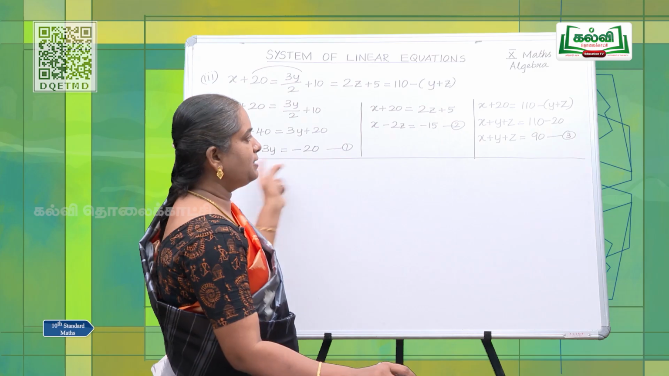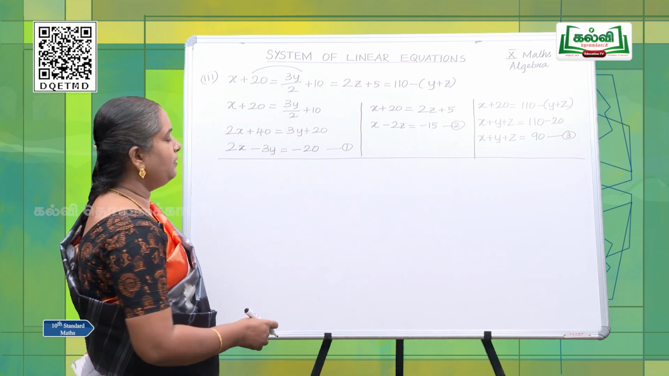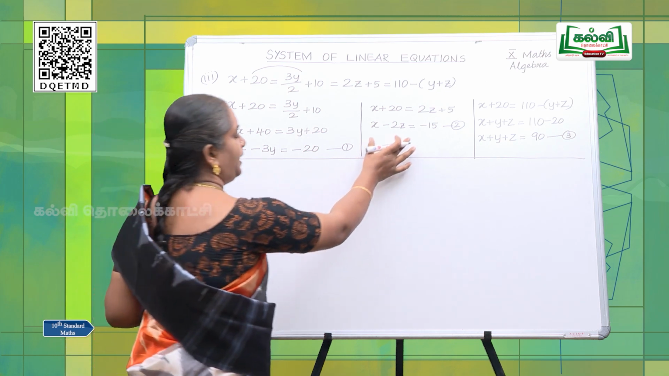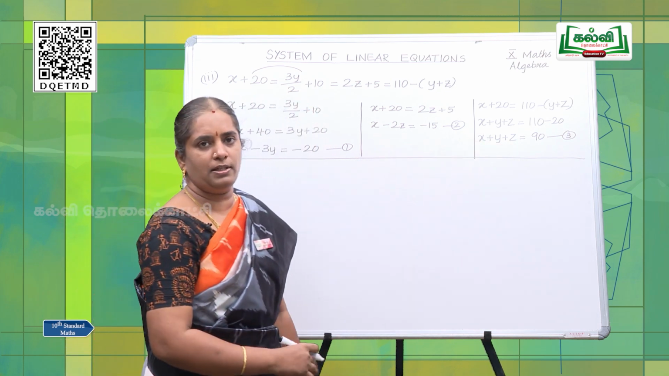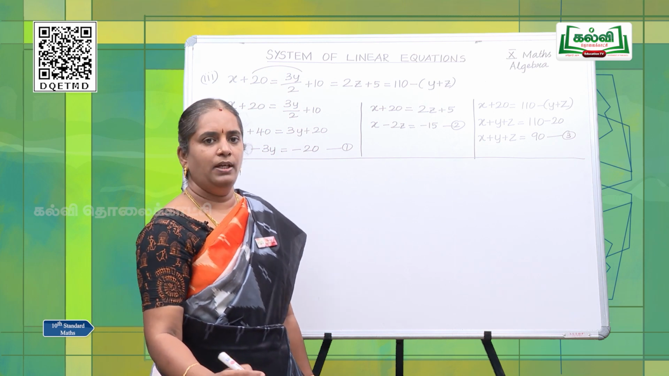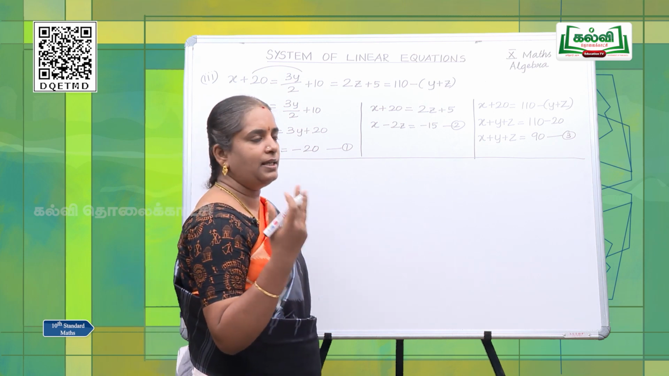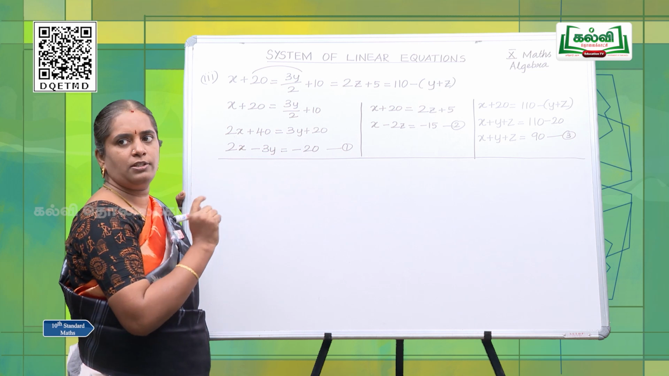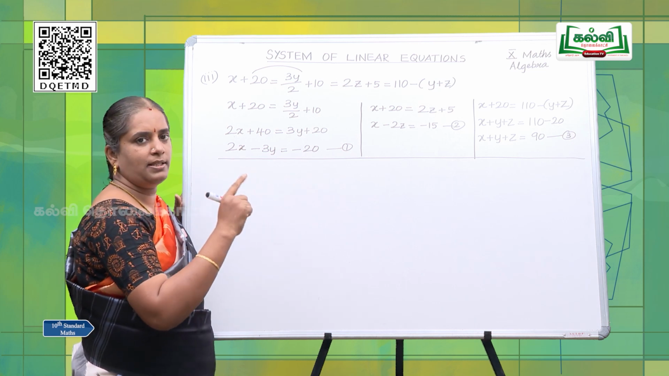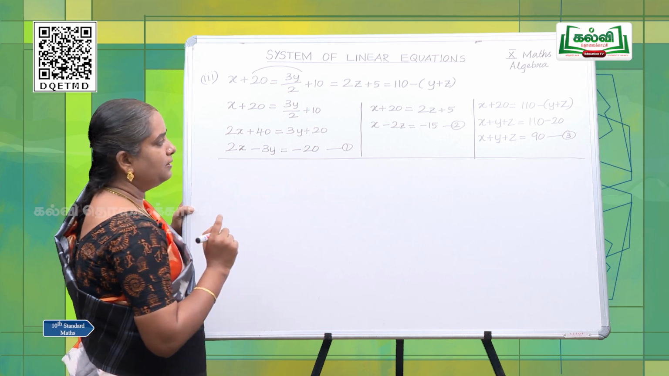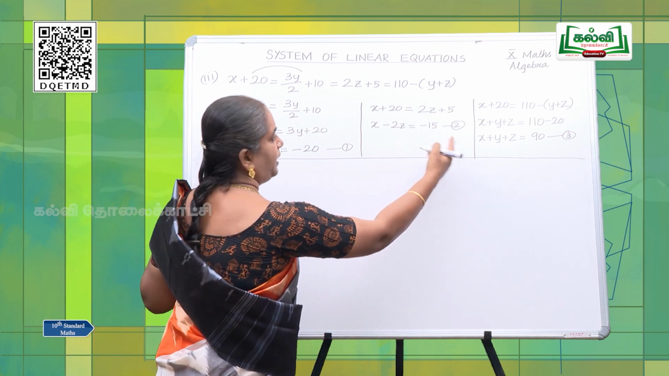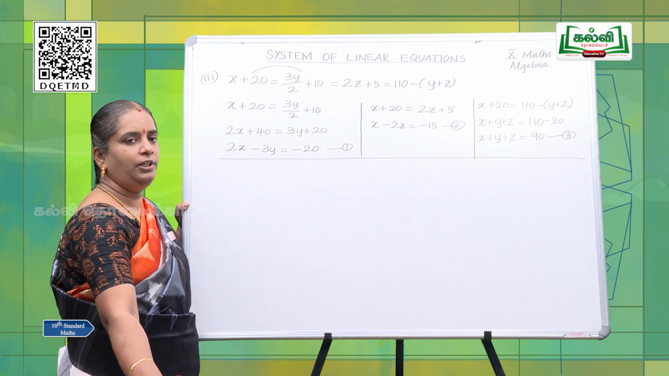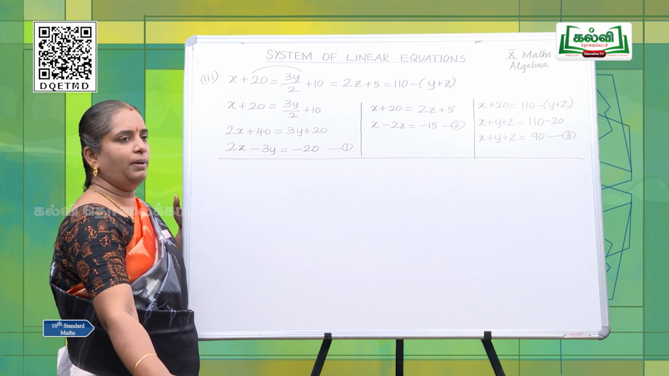Now, we are going to solve these three equations. Before solving, we can observe that here z is not present in the first equation. So, we may eliminate z from the second and third equations. See the second equation: z has a coefficient of minus 2. So, x - 2z = -15 is our second equation. We have to get the same coefficient for z in the third equation, so we are going to multiply the third equation by 2.